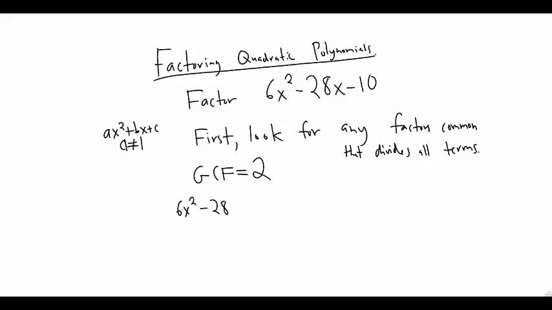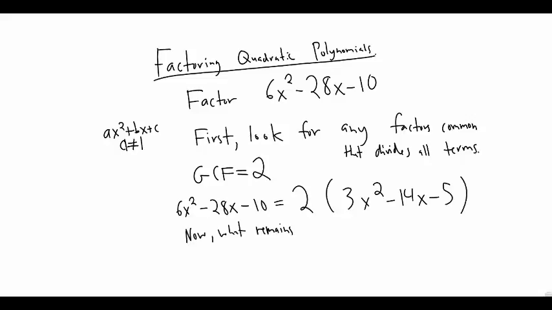Let's factor the GCF out. When you pull out 2, what remains is you have to divide each term by 2: 3x squared minus 14x minus 5. So what's left to do is to see if this trinomial in the parentheses factors.